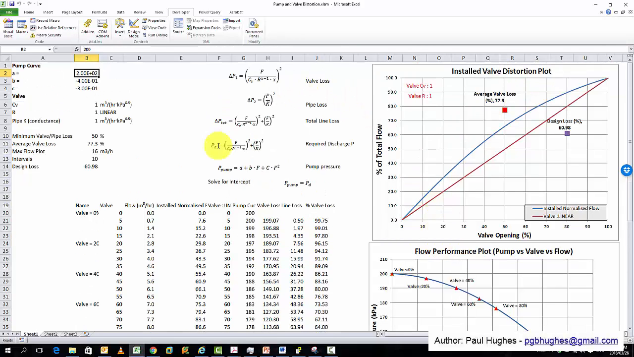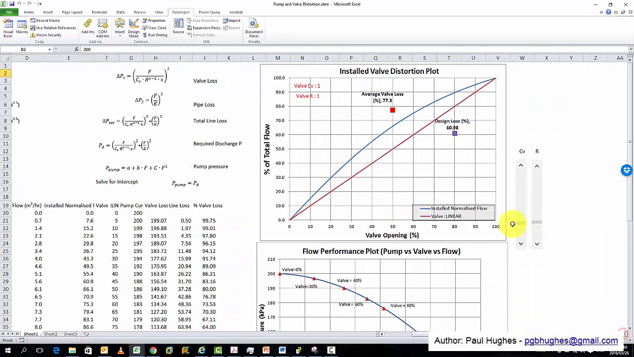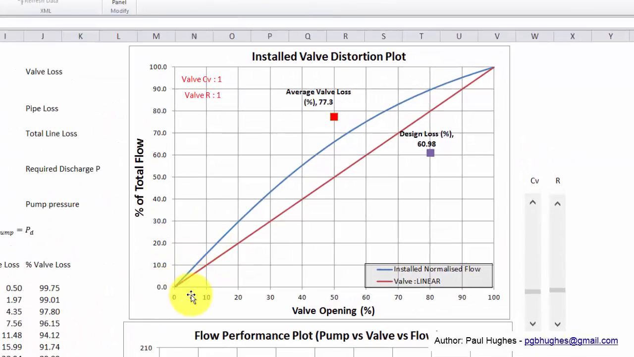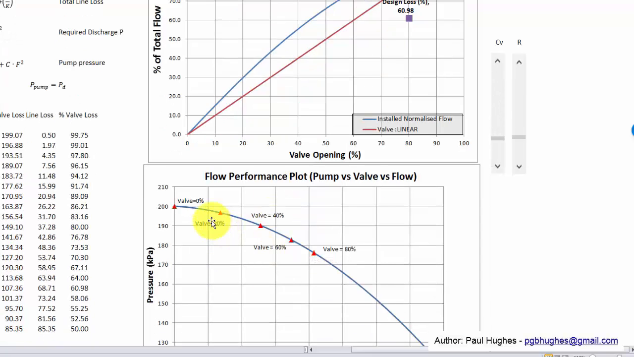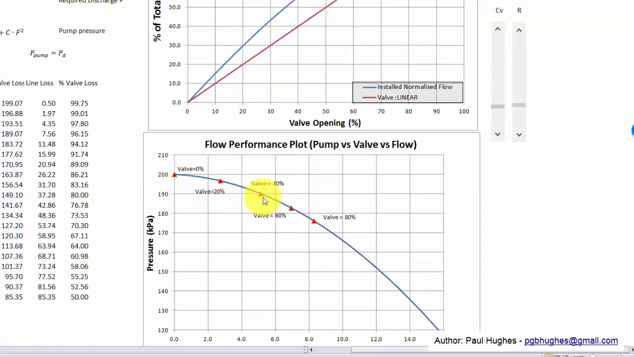So we have the equations as discussed previously. What we have on the right hand side here is the valve opening, and this is percentage of total flow, normalized. So we've chosen a linear valve as shown here, and for this linear valve, this is the actual installed characteristic for a constant conductance or resistance of the pipe, for that pump curve. And you can see in the plot below at various valve openings what the flow would be.